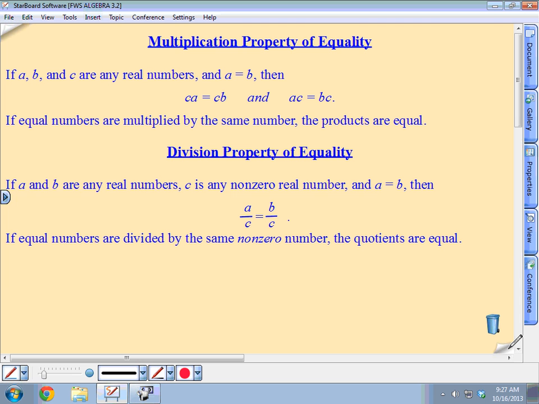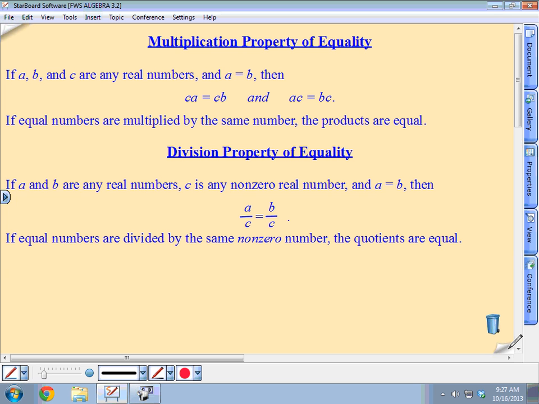Okay. All right. So the 2 properties from yesterday and the 2 properties from today are all really the same thing, only they have 4 different titles because there's 4 different operations. But it says the same thing. If A, B, and C are any real numbers, and A and B are equal, so if you have an equation where 2 things are equal, then you can multiply anything by both sides, and it'll still be equal. So you can do that.